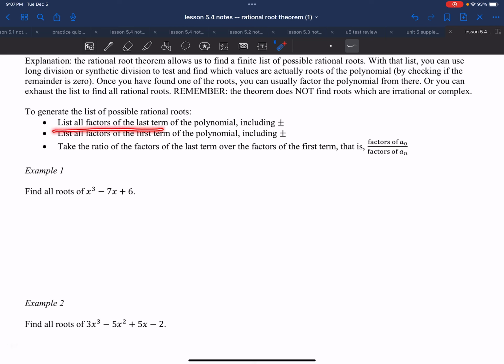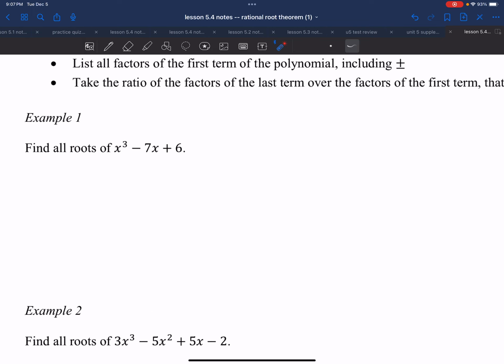Look at the last term. Look at the last constant. List all possible factors of that, including positive or negative. Then list all factors of the first term, or leading coefficient, including positive or negative. And then just look at their ratio. That will be your list of the possible roots.